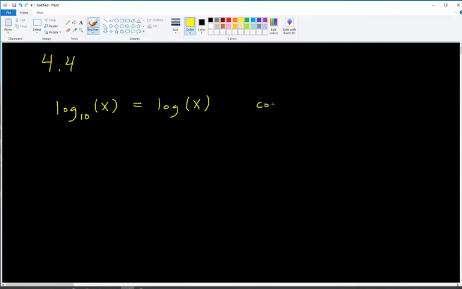This is called common log. And then log base e of x, we write that as ln of x. And this is called natural log.